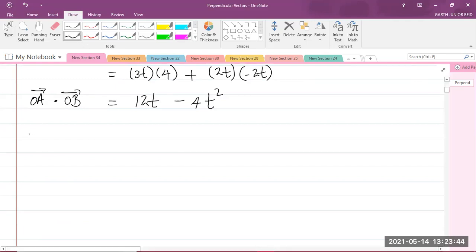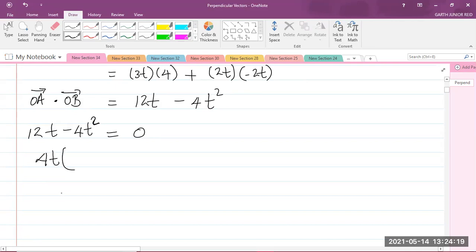All right, so in other words, I'm saying that 12t minus 4t squared is going to be equal to 0. Okay, and that is what I have. Now I need to solve this equation here for t. So in order to do that, I'm going to factorize the expression on the left-hand side of the equation. All right, so I realize that 4 is common in both terms and t is also common in both terms. So I'm going to factor out a 4t.